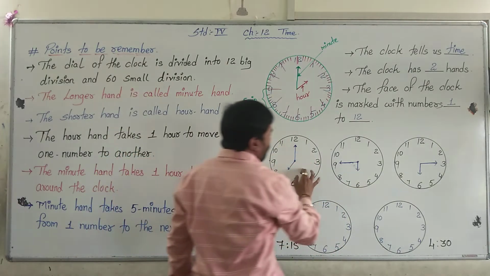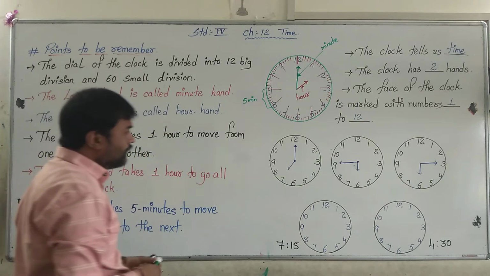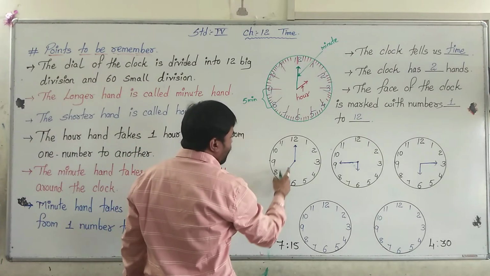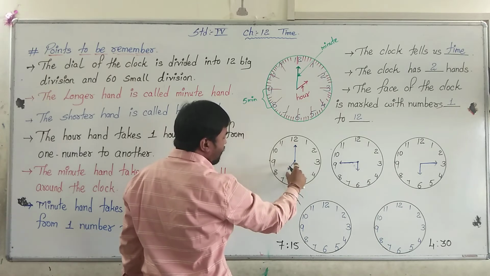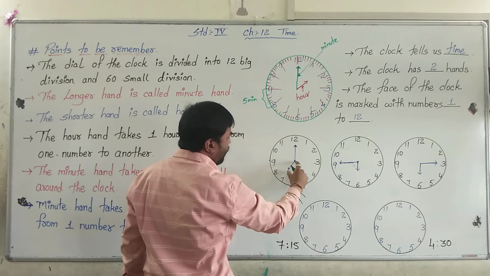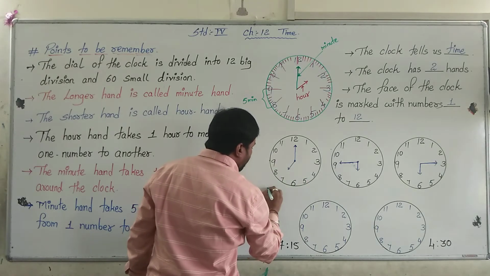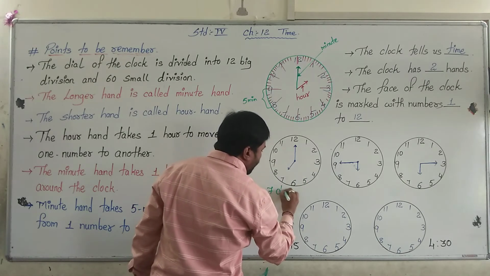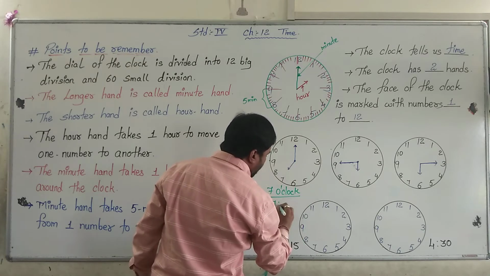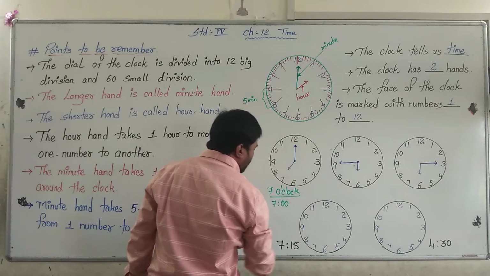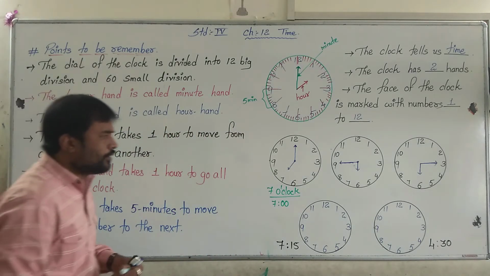So here are different clocks. Right? What we are going to do? We are going to just identify the time. The first one, you can see that minute hand is at 12 and the hour hand is at 7. That will be 7 o'clock, or you can write 7:00. Right? 7 o'clock, or you can write 7:00.